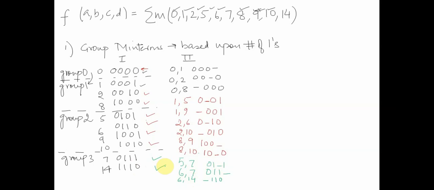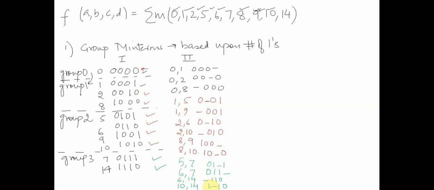Do we have 9 and 7? No. 9 and 14? No. 10 and 7? Again, no. 10 and 14? Yes, we do have a combination for 10 and 14, and the combination is 1 hyphen 10. Correct? Now we have completed the first step of the Quine McCluskey method.